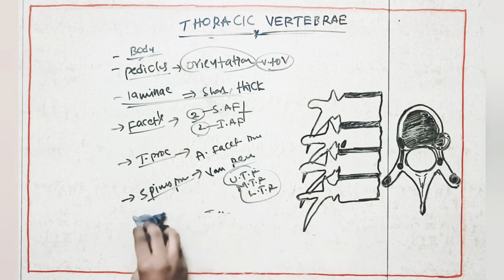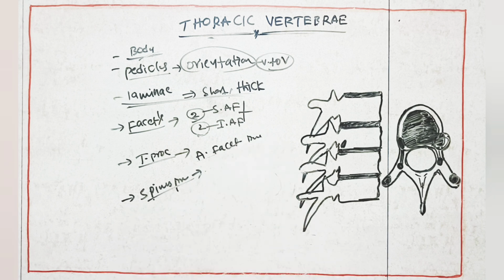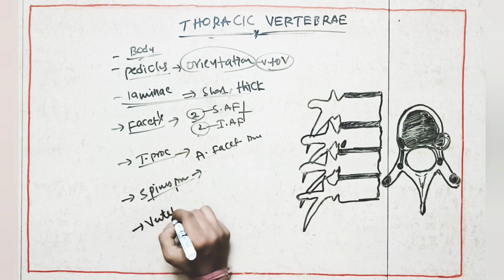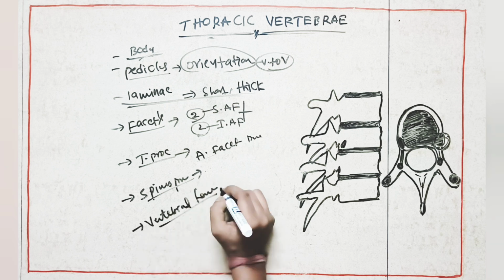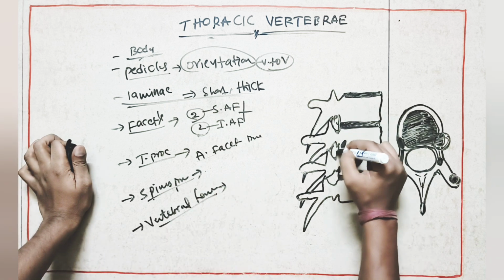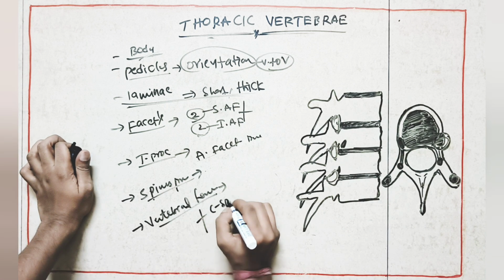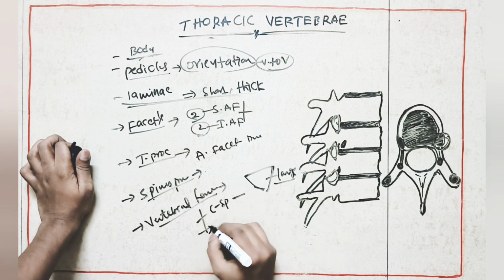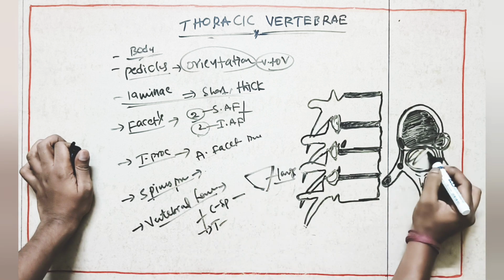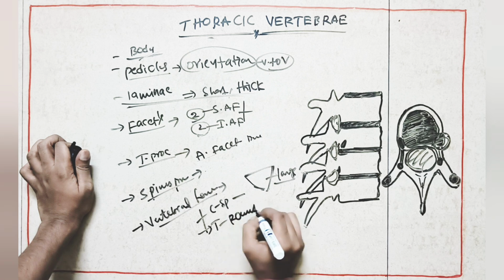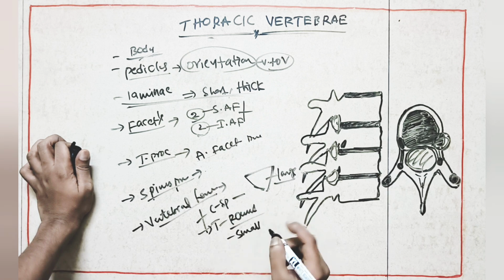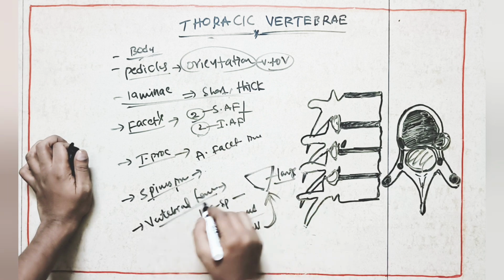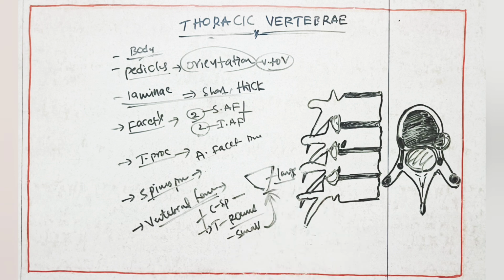And the last point we have to see is the vertebral foramen, for the spinal cord. In the cervical spine, the vertebral foramen is triangular and large. In the thoracic spine, the vertebral foramen is ring shaped, round, and small compared to the cervical spine. So this is about the gross structure of the thoracic vertebra. Okay.